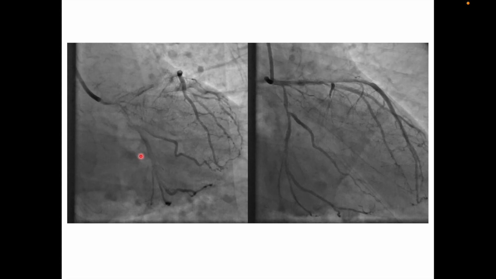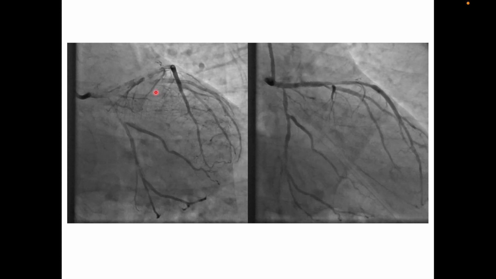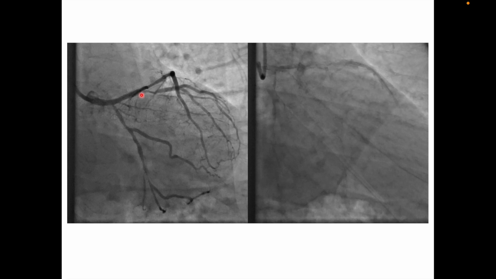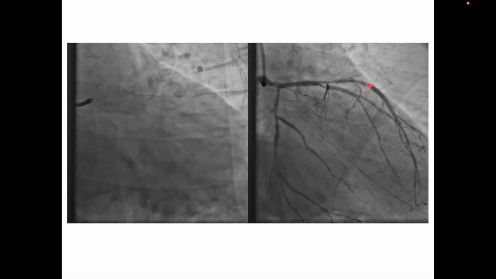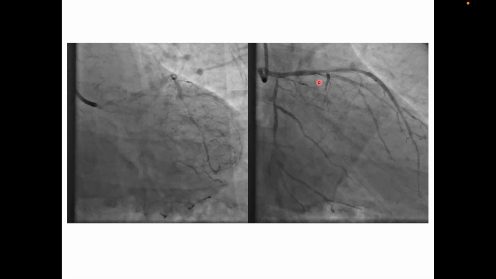So if we go to the further views, again caudal view, the ostium looks significant, and then there is ISR critical here. The same disease as we described. This is the critical diagonal that you can see here. That's quite a significant diagonal with ostial pinch, and that is the LAD ISR that you can see in this view.